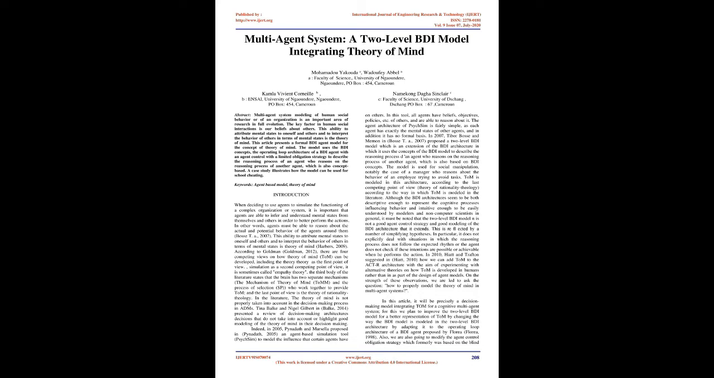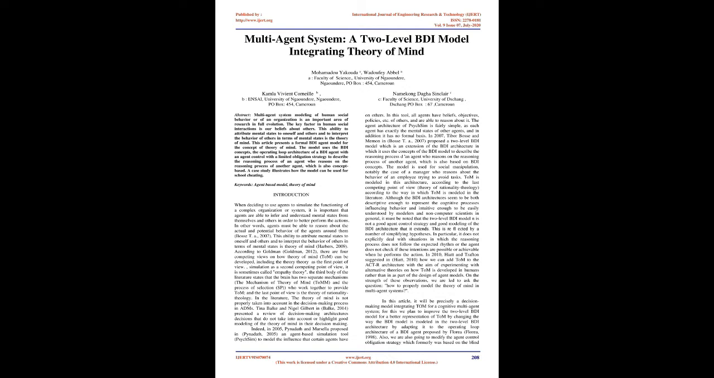Harbers, 2009. According to Goldman, 2012, there are four competing views on how theory of mind, TOM, can be developed, including the theory as the first point of view. Simulation as a second competing point of view. It is sometimes called empathy theory. The third body of the literature states that the brain has two separate mechanisms, the mechanism of theory of mind, ToMM, and the process of selection, SP, which work together to provide TOM, and the last point of view is the theory of rationality theology.